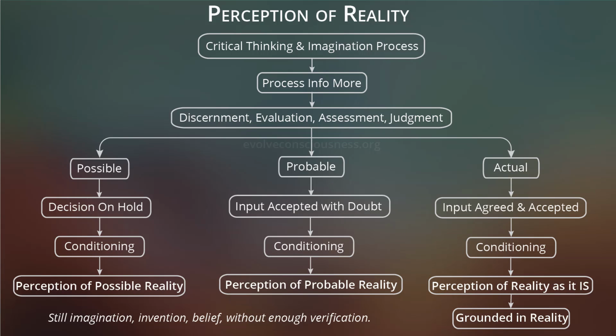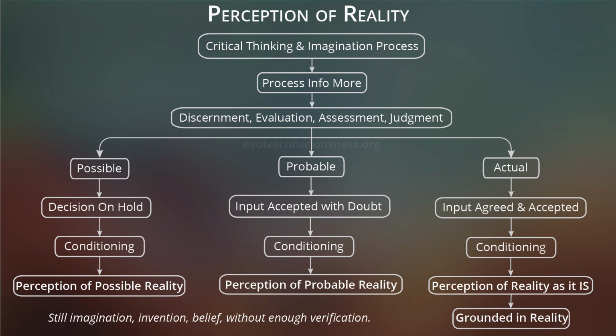Infographic number 9 and 10 are remade versions of perception, reality versus perception. So this one's just a small version. I just took the central part of critical thinking and imagination process. So if you look at number 10, you'll see the central part that I took. So from critical thinking and imagination process, we process more information. Then we discern, evaluate, and assess and judge. And we can assess and judge and discern, is it possible, probable, or actual?